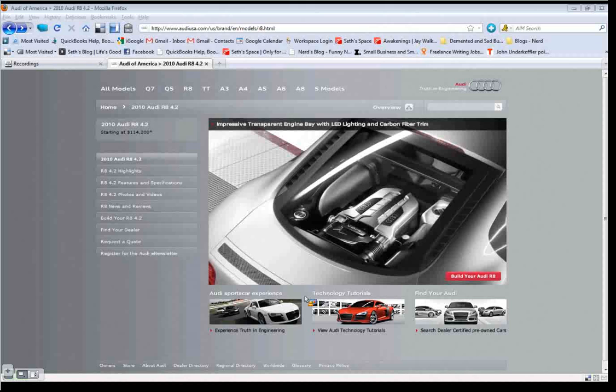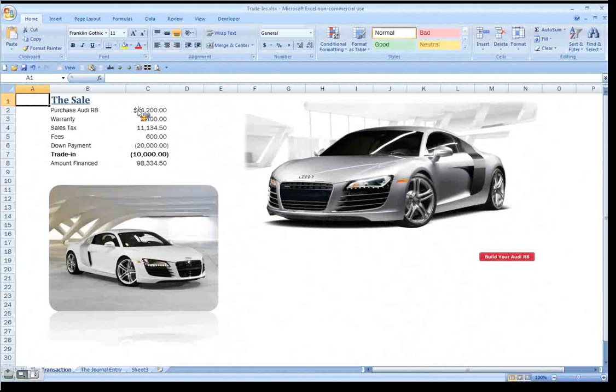Okay. So we're going to buy an Audi. We're going to be the dealership. We're going to sell an Audi, and we're going to sell it to Nerd Enterprises Incorporated. So, what does the transaction look like? Here's the sale. Purchase price, $114,200. It's the Audi R8.